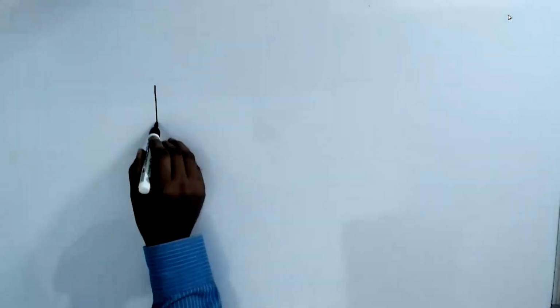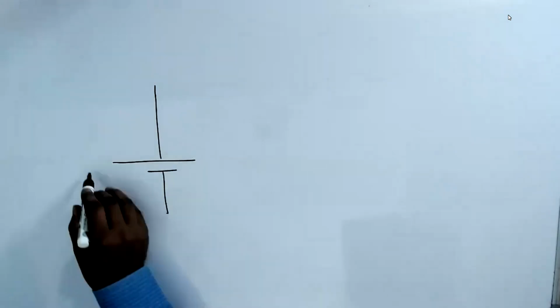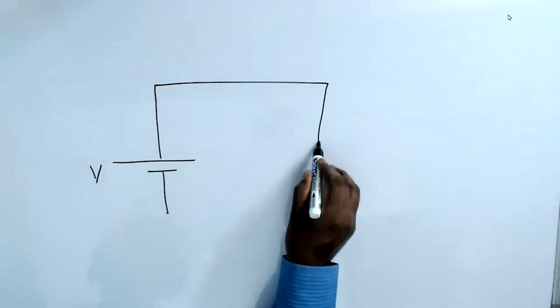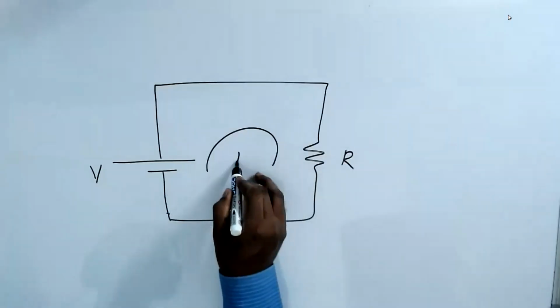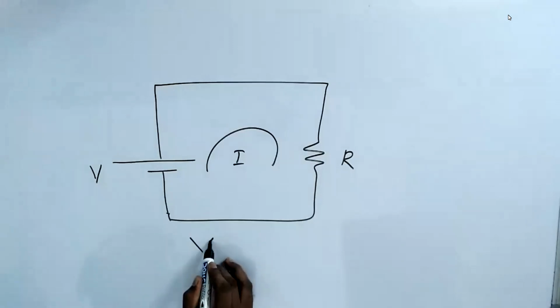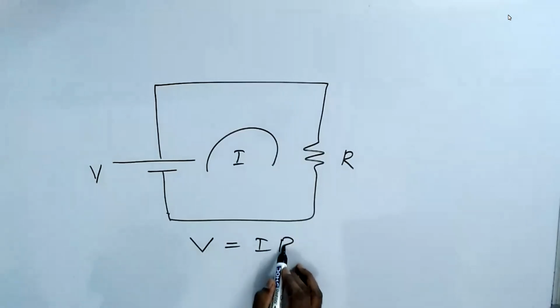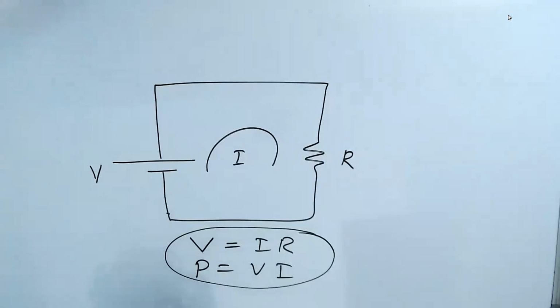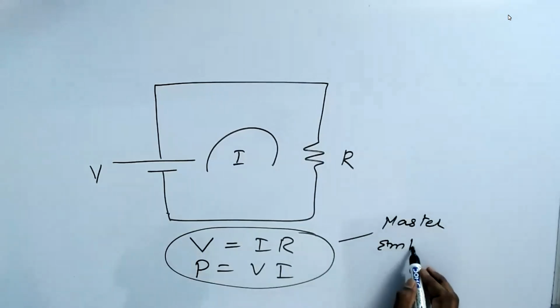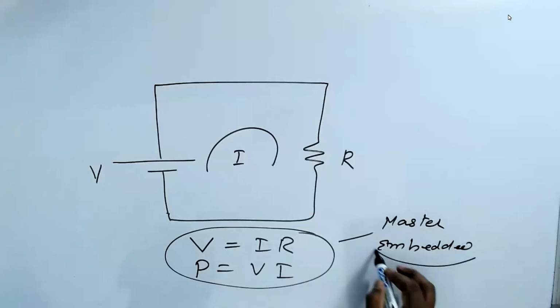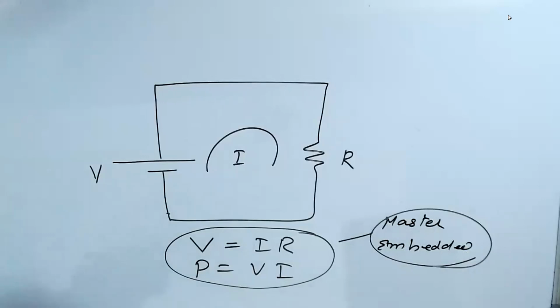In the last session we discussed a simple V and I. We also discussed two formulas, V is equal to IR and P is equal to VI. Actually, these two are sufficient to master embedded systems. These two are sufficient, but you should know how to use them.